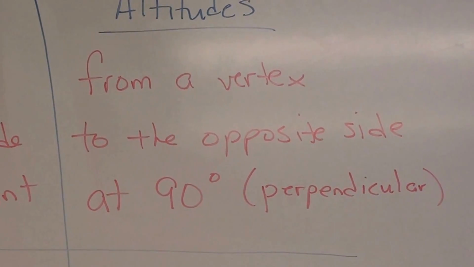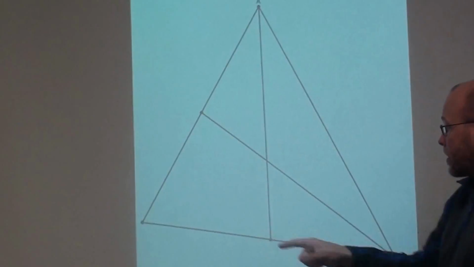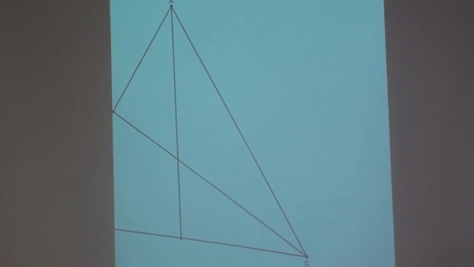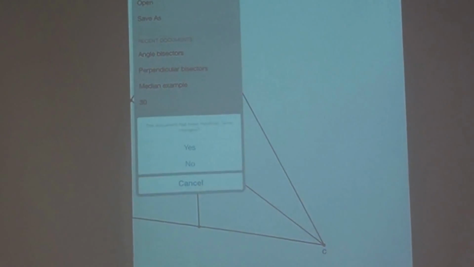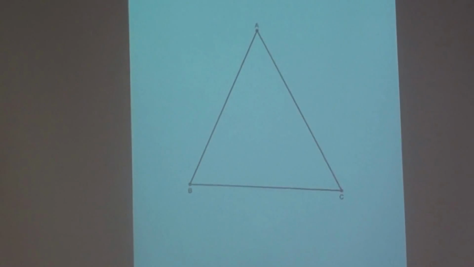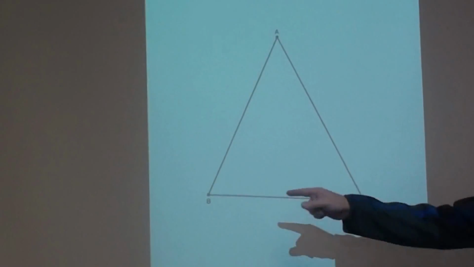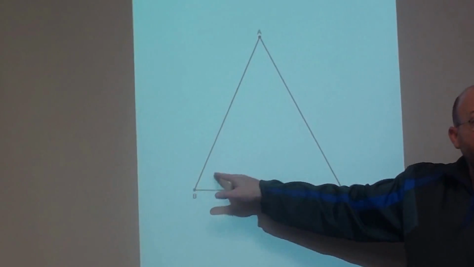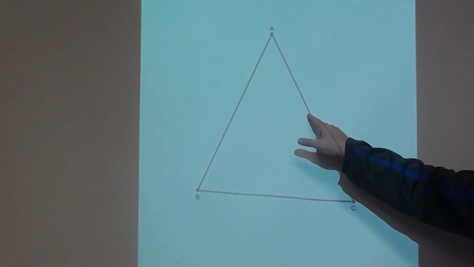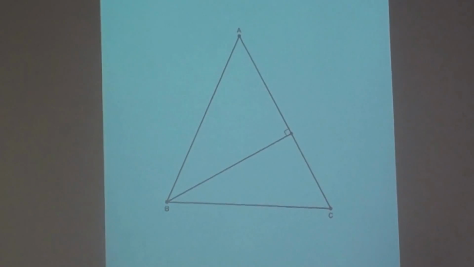So the medians, I have that on the board. If we go from A to the midpoint of this side, do I have a right angle? No, I do not. Altitudes are going to go from a vertex to the other side at 90. So let's get a new picture up there. Boom, boom, boom. We're going to tell it to give us an altitude. And what it's going to do is go from B to the other side. It's not going to go to its midpoint. That's the median. It is just going to go at 90 degrees. Watch the difference there. Okay?